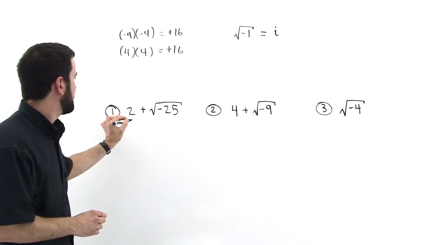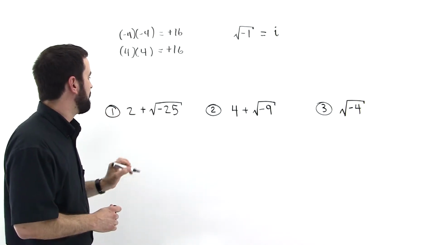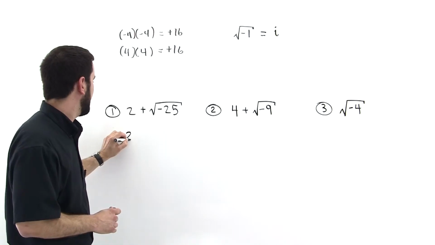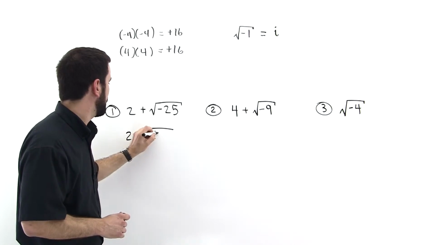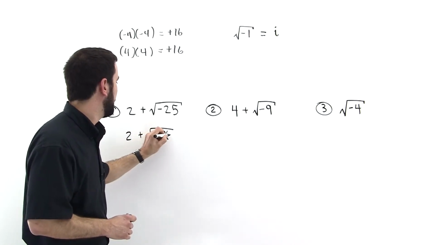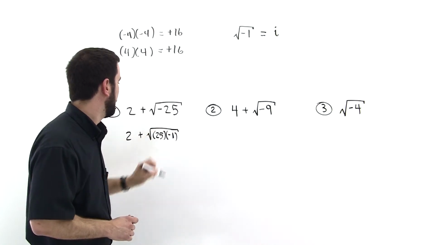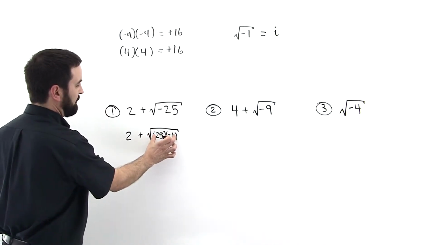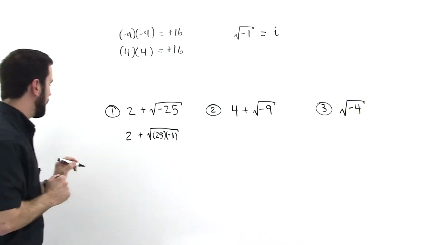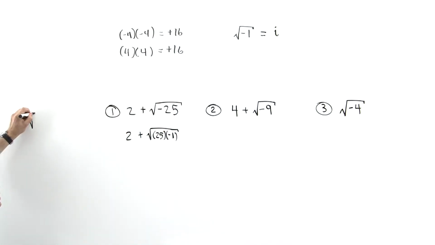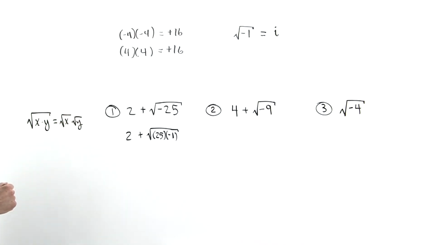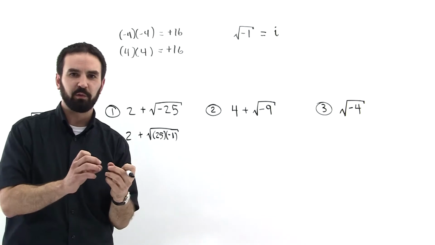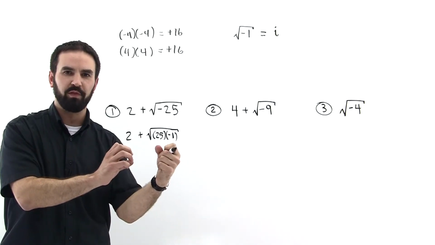So if we have this, 2 plus the square root of negative 25, we can break this guy apart, right? We can say that this is 2 plus the square root of 25 times negative 1, like this, right? This inside guy is the same thing as just negative 25, right? And then we remember from our power rules that the square root of x times y is equal to the square root of x times the square root of y, right? So the square root of some product is equal to each of those square-rooted things, right?